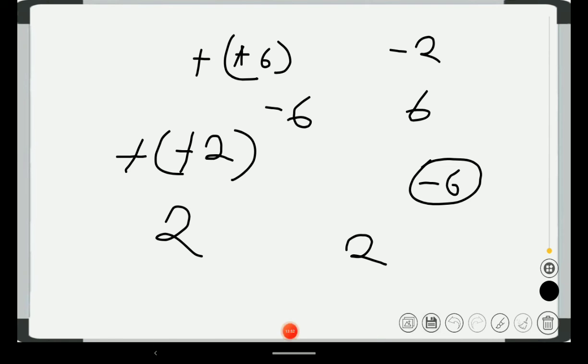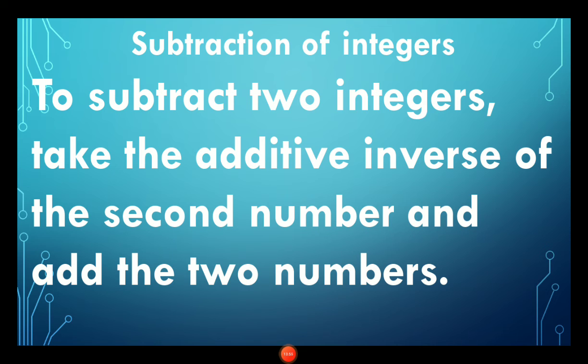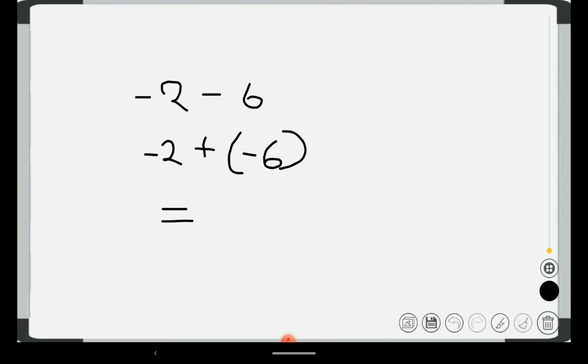So let's move on to subtraction. For subtraction, to subtract two integers, take the additive inverse of the second number and then add the two numbers. Okay, so let me explain. Let's subtract minus 2 minus 6. Take the additive inverse of 6, that is minus 6, and put a plus sign. Now add them. You get 6 and 2, which is 8, and put a minus sign.